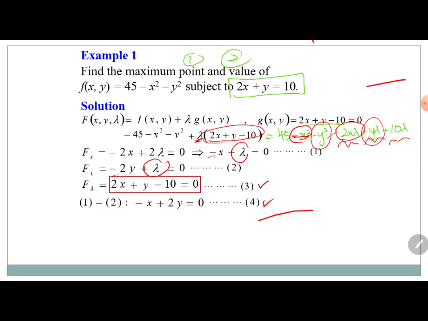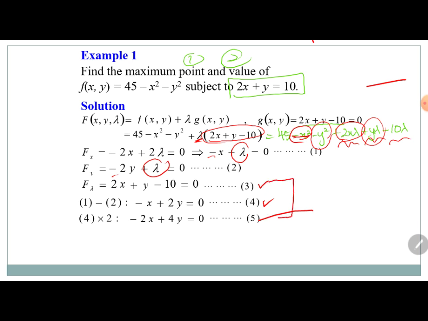So what do we get? For equation number 3, we have 2x and x here, so the coefficient is not the same. For y also, we have y and 2y. So we can multiply equation number 4 by 2. If we multiply equation number 4 by 2, we get negative 2x plus 4y equal to 0. So we have the fifth equation.